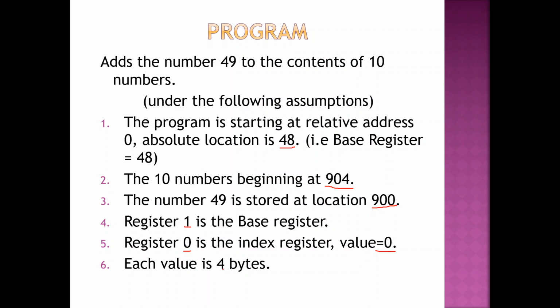As I already told you, all the data values present here are one full word, which is nothing but 4 bytes. Since I said register 0 and register 1, next is register 2. It is usually used as an accumulator. So these are the registers we will be handling now: register 0, register 1, and register 2. Let us go to the program.